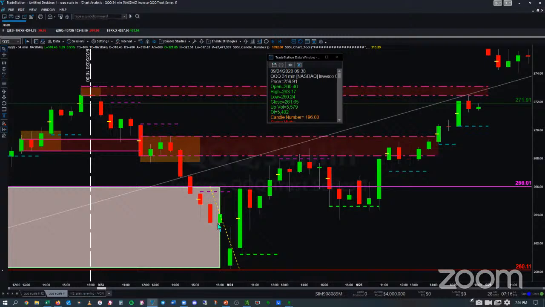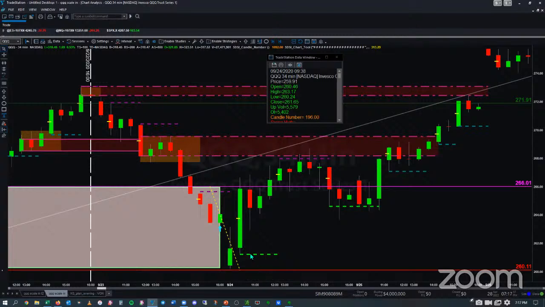But if you had put your stop below here, obviously you would have been stopped out because you would have opened market down here. So just something to consider.